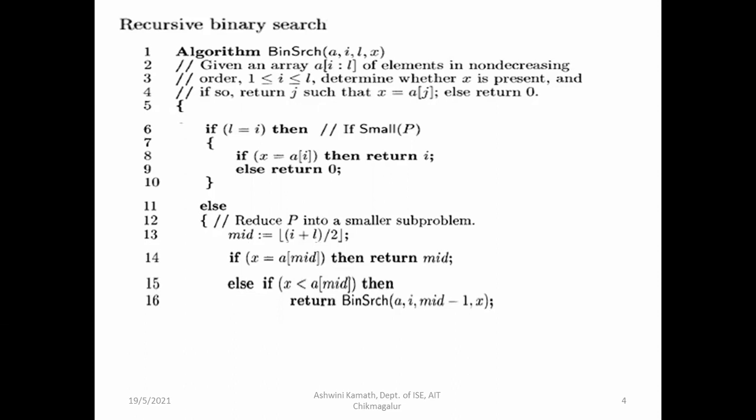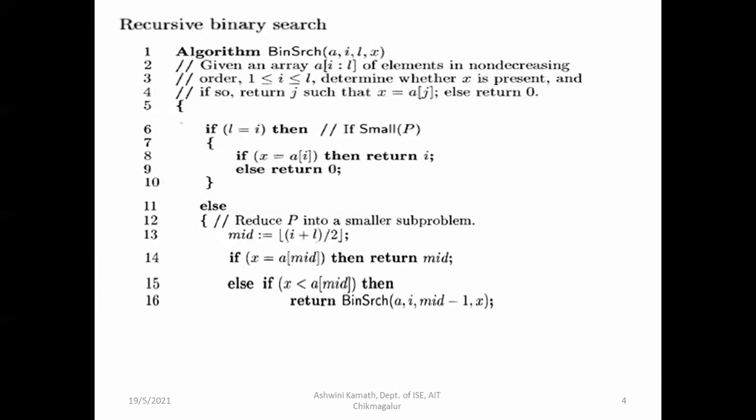So if X is less than A of mid, then change the value of the last index. We need not search the entire array now. We have to search up to mid minus 1. Anyhow, it is not equal to A of mid, so we need not check the mid element also. So A, comma, initial index I, you keep as it is, and then change the last index to mid minus 1, comma X. You call the binary search again.